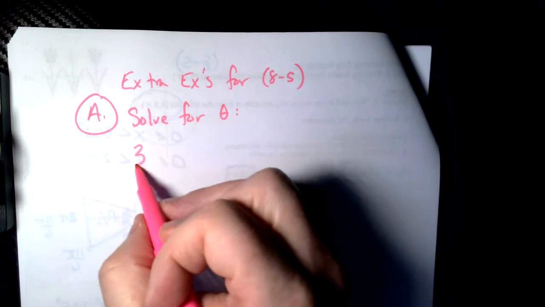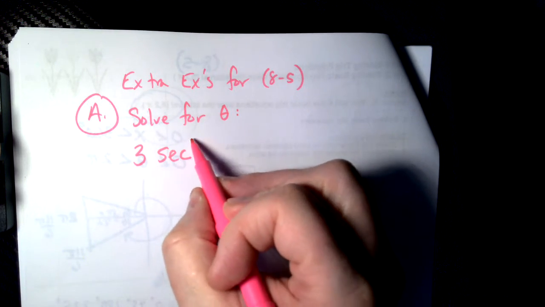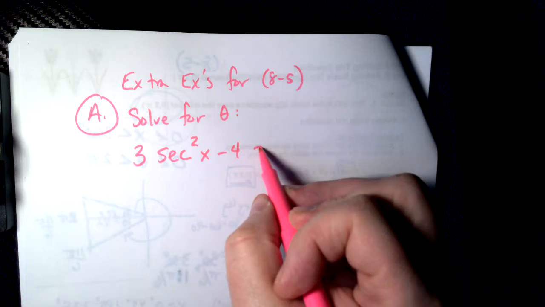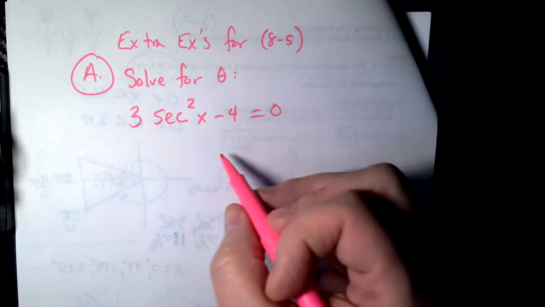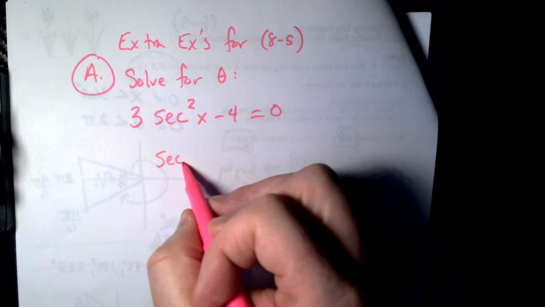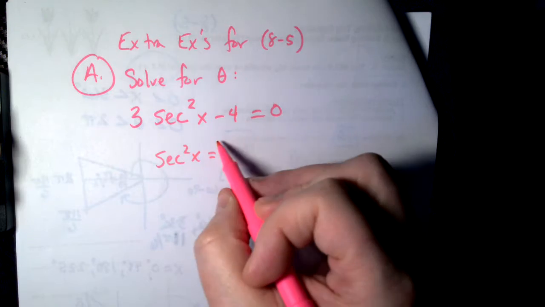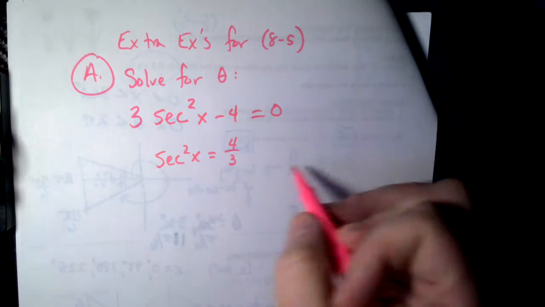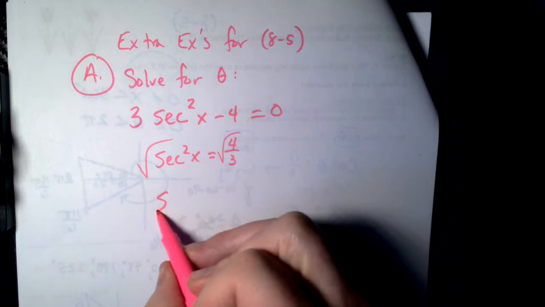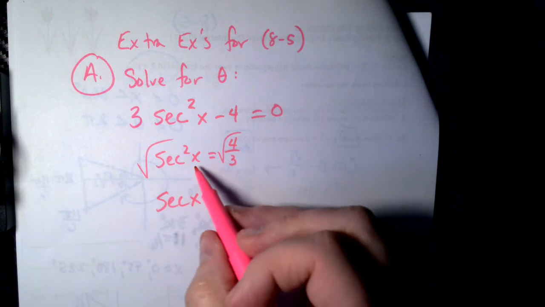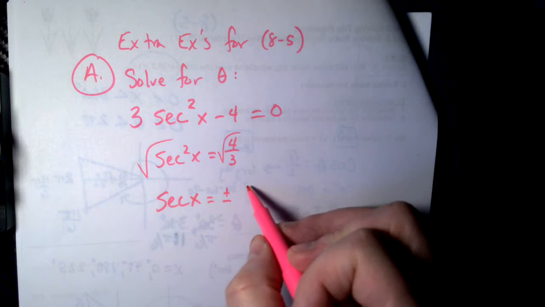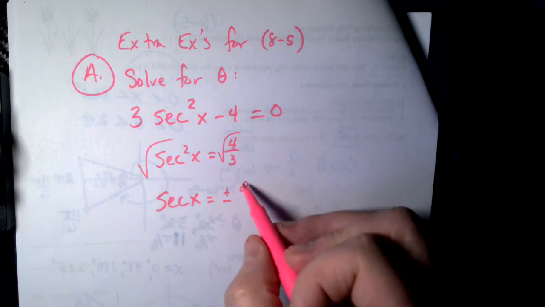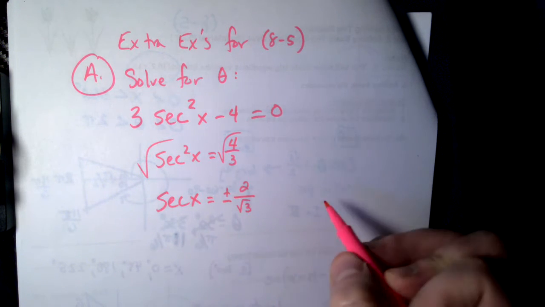Solve for theta. 3 secant squared x minus 4 equals 0. So you got to add 4 and divide by 3. Secant squared x is equal to 4/3. Square root it. Secant x, not secant square root x. Secant x is equal to plus or minus 2 on top, square root of 3 on the bottom.